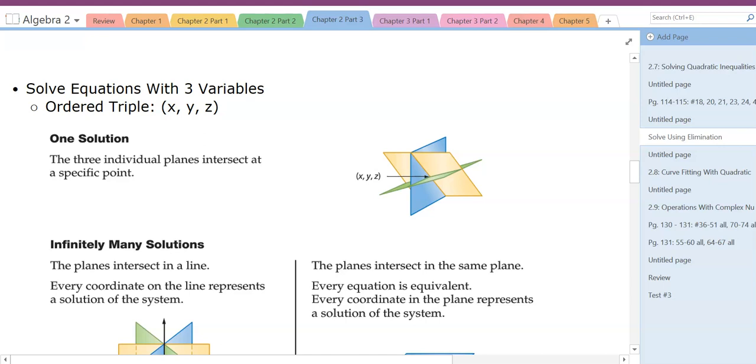So we've gone over how to use elimination on something that has two variables, like x and y. You want to get one of those variables to match, so you can add them with opposite signs so that they eliminate each other. So we're going to take it a step further. Today we're going to do the same process, but this time, instead of just x and y, they're also going to throw in a z. So it'd be x, y, and z that we're solving for.